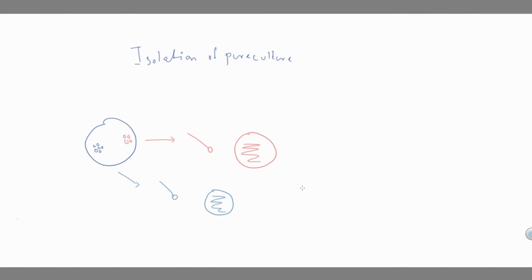Then incubate these two plates for 24 hours at 37 degrees Celsius. We will find the pure cultures, like a blue culture and a red culture.